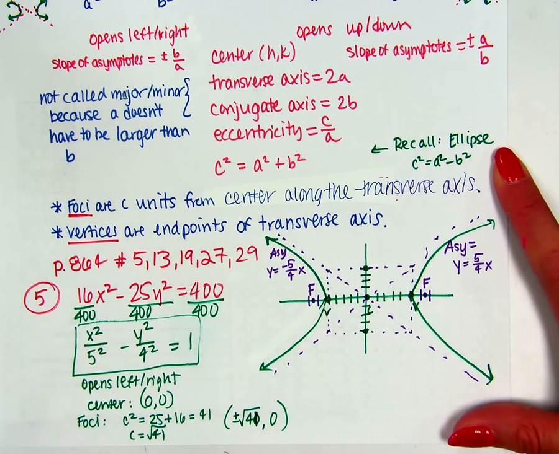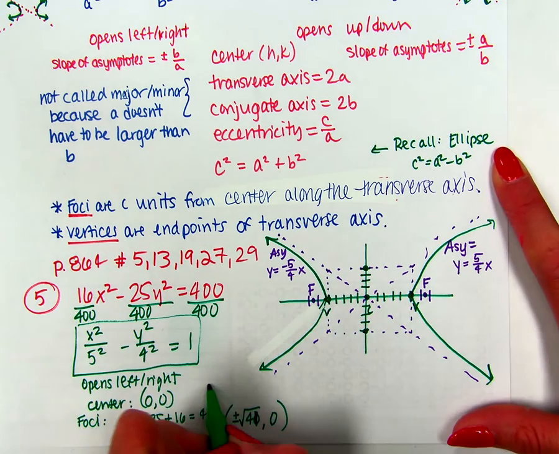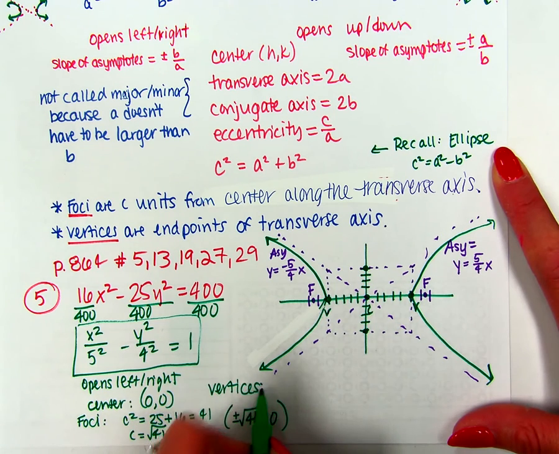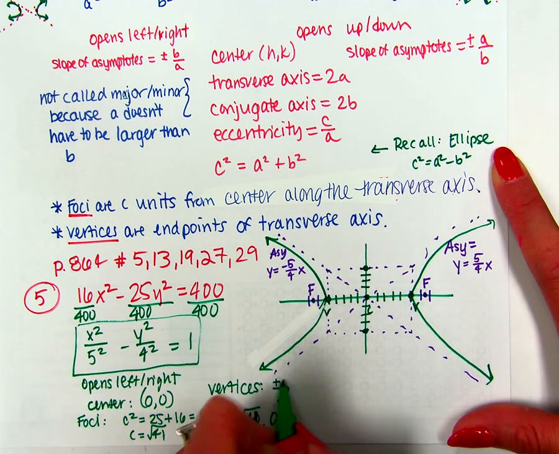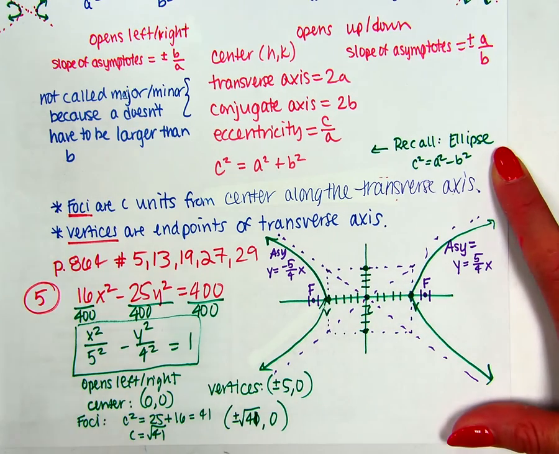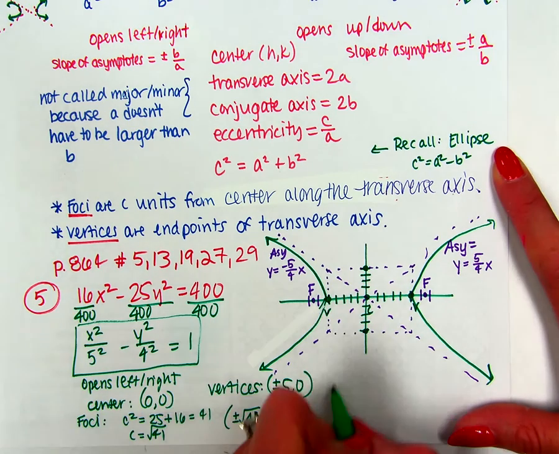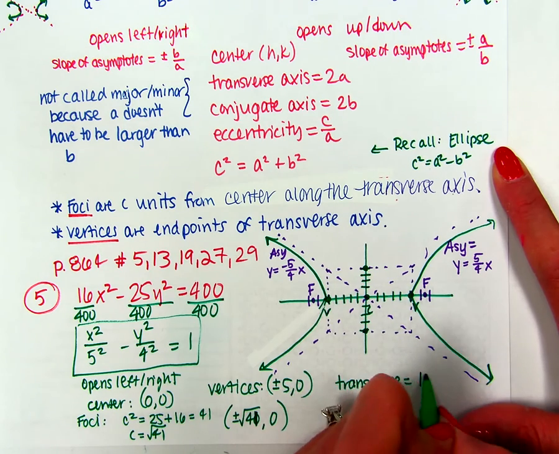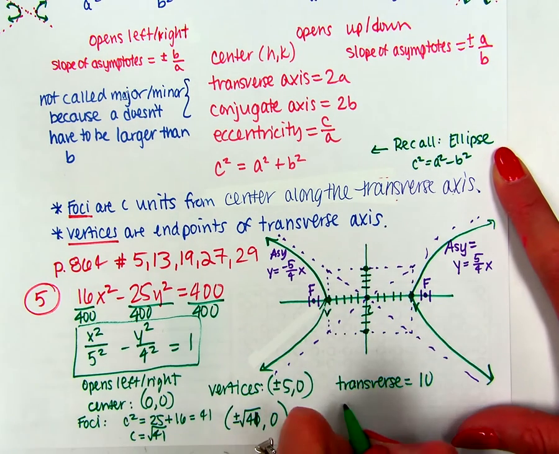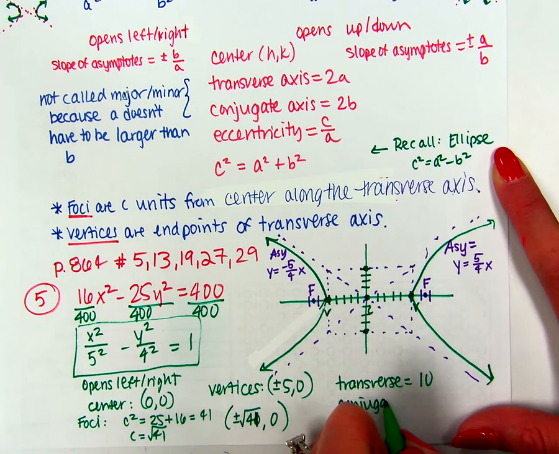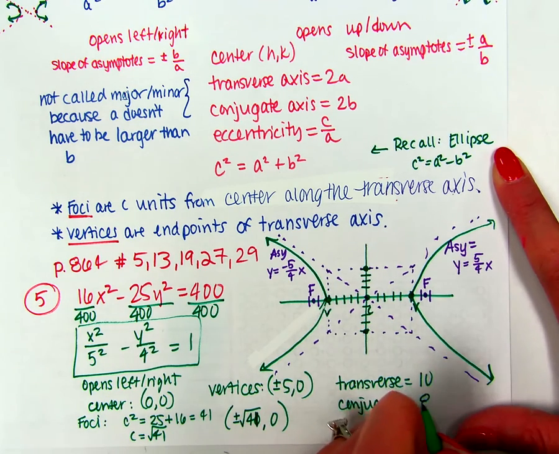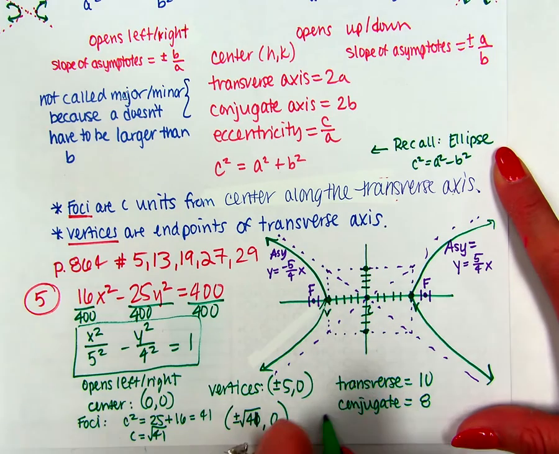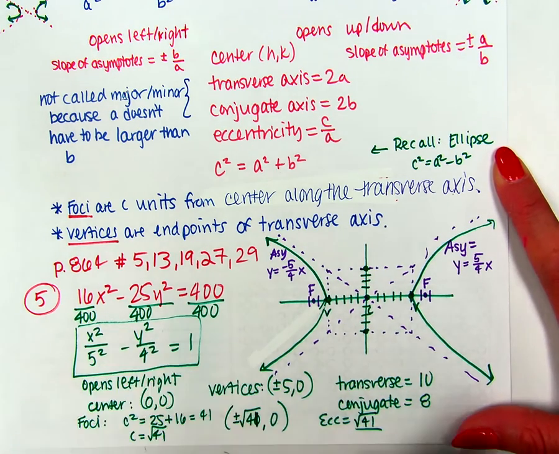All right, we also need to find our vertices. Vertices are at plus or minus 5, comma 0. And the length of my transverse axis is 10, because I went 5 in each direction. My conjugate axis is 4 in each direction, so that's 8. I need to find my eccentricity, which is c over a, so root 41 over 5.